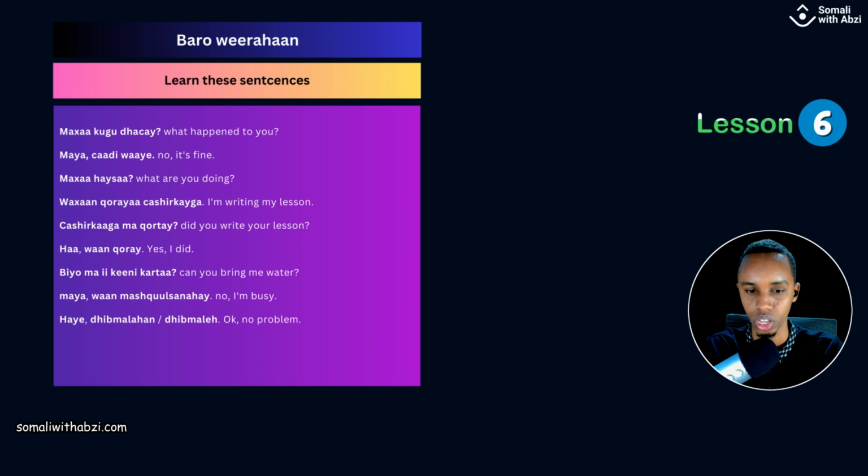Like that. The next one is biyo ma ii keeni kartaa. That's a question. People would always go with biyo ii keen. Maya waa mashquulsanahay. You don't need even to say both. Just say maya. Or just say waan mashquulsanahay. Mashquul in Somali means busy. Mashquulsanahay, I am busy. Are you busy? Start with the question word ma. Mashquulsan, instead of hay, ta. Ma mashquulsan tahay. And the last one is haye dhib malahan. Or you can go with dhib maleh. That's no problem. Dhib malahan or dhib maleh.